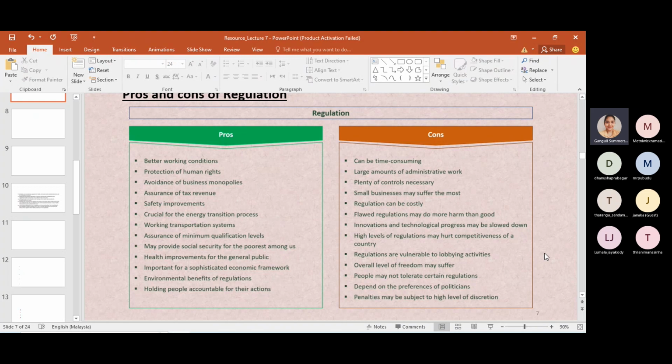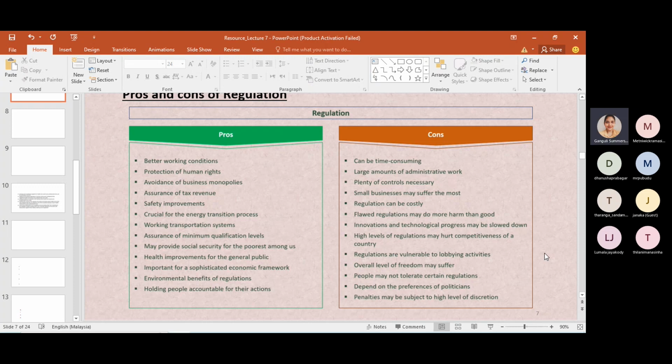Regulation can consume a lot of time. And regulation requires large amounts of administrative work, right? So there will be a huge workload for the administrative people in the workplace. Okay, so regulation requires a huge amount of administrative work, so the workload for the administrative staff will be high.